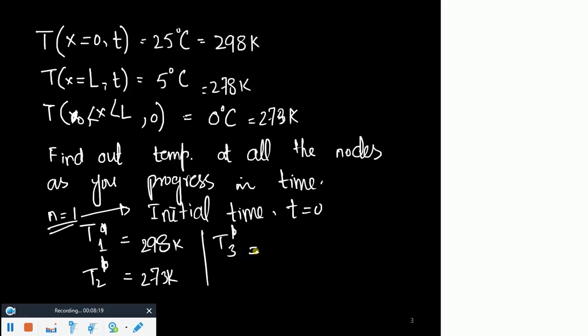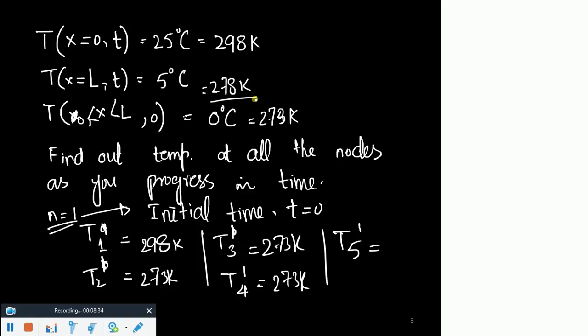By the way, this is representing an initial condition. So this is again 273 Kelvin, and then you have T4. This is again 273 Kelvin, and then what about that T5? It should be 278, isn't it? Why? Because this node number 5 is the last node, which is the boundary node. So this is 278 Kelvin. You understand that?